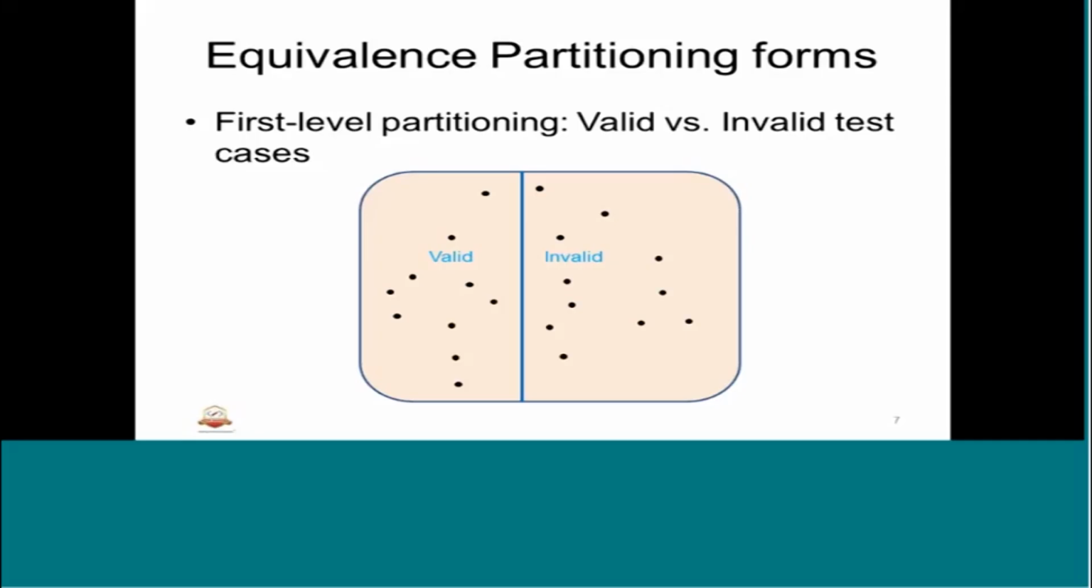So the equivalence partitioning is basically done as two partitions. One is called valid, the other one is called invalid test cases. That means the ones that are going to be tested with the normal range or the expected, usual behavior of the system are called valid test cases or valid equivalence class.